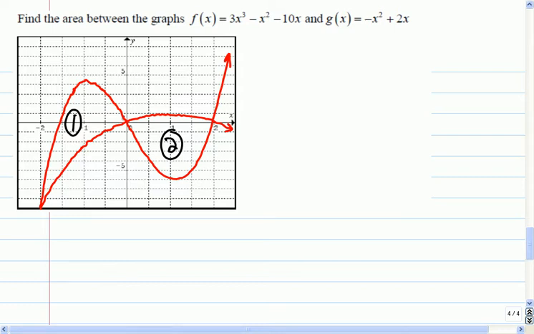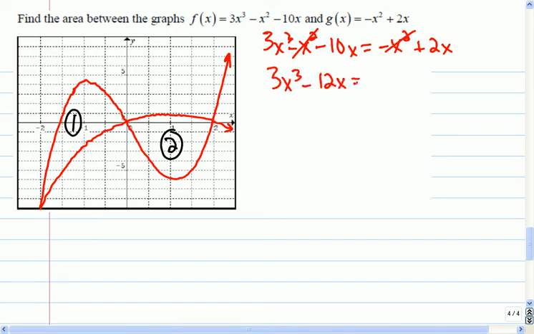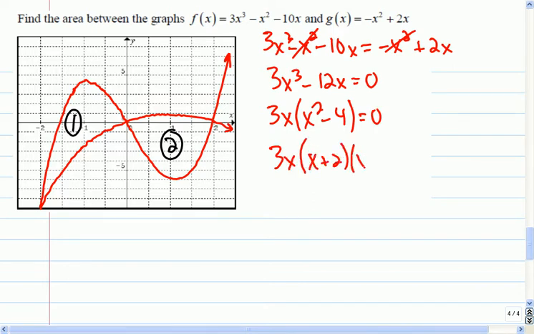And I'll do that quickly in the margin here. So 3x cubed minus x squared minus 10x equals this side. Negative x squareds will disappear. 3x cubed minus 12x equals 0. So 3x times x squared minus 4. So x plus 2, x minus 2. I end up with my bounds at x equals 0, negative 2, and 2, which are these points here.